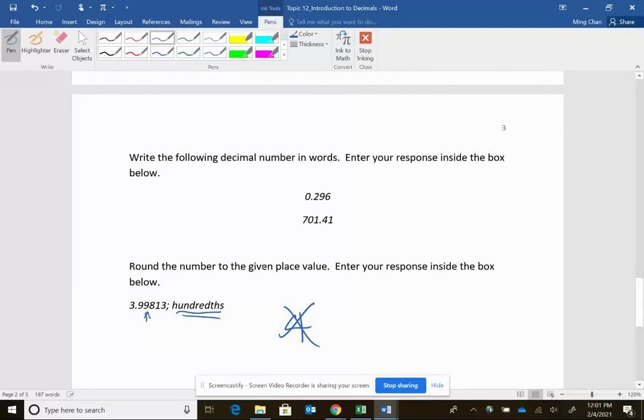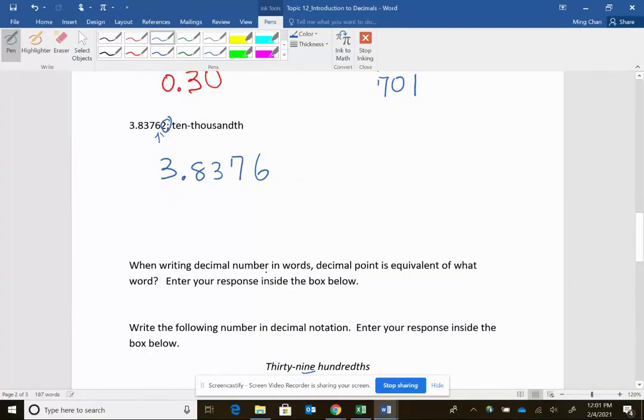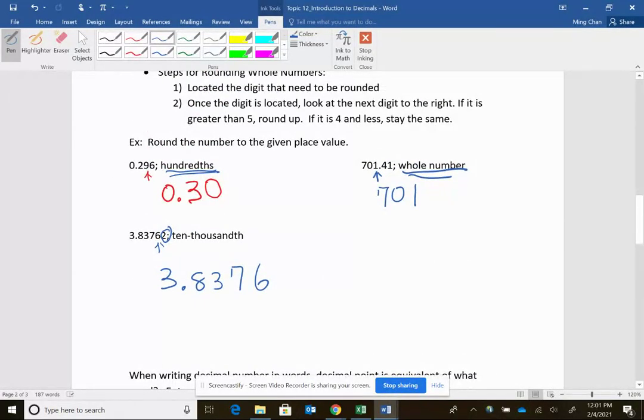Okay. So hopefully this introduction of decimals makes a little bit of sense on rounding, writing decimals in words, reading the words and then writing the decimal number. All right, that will conclude this video. Thank you for watching.